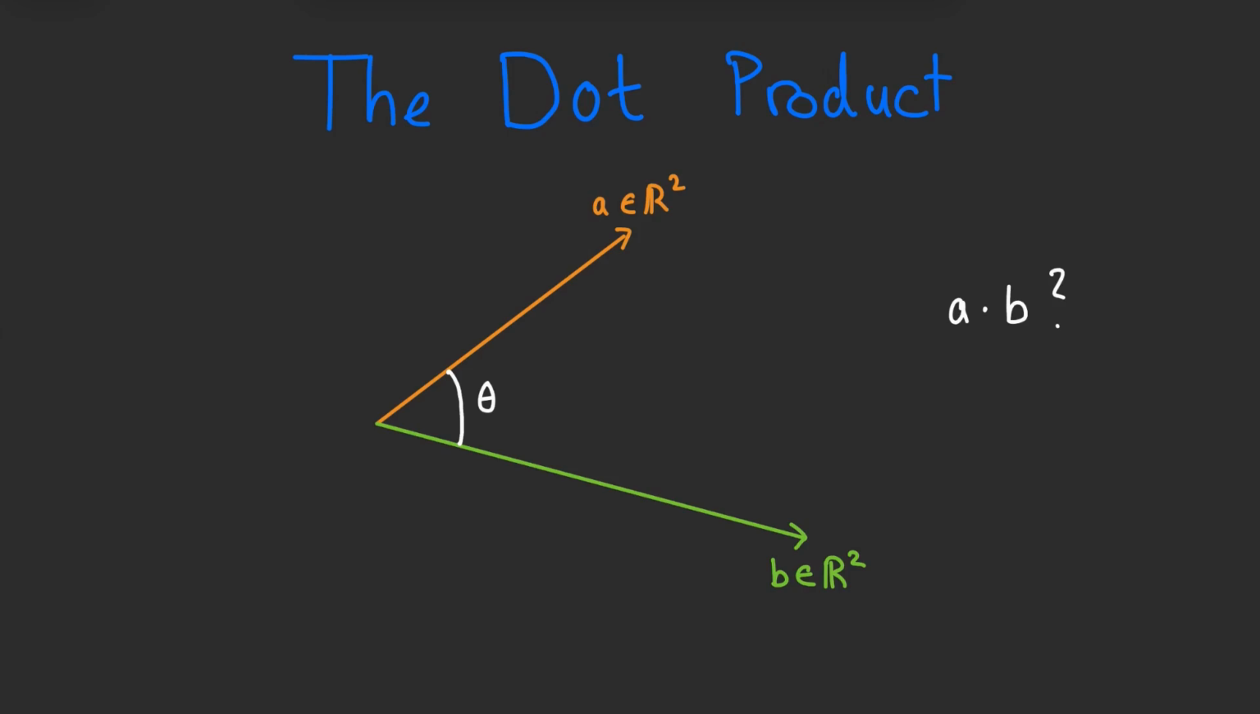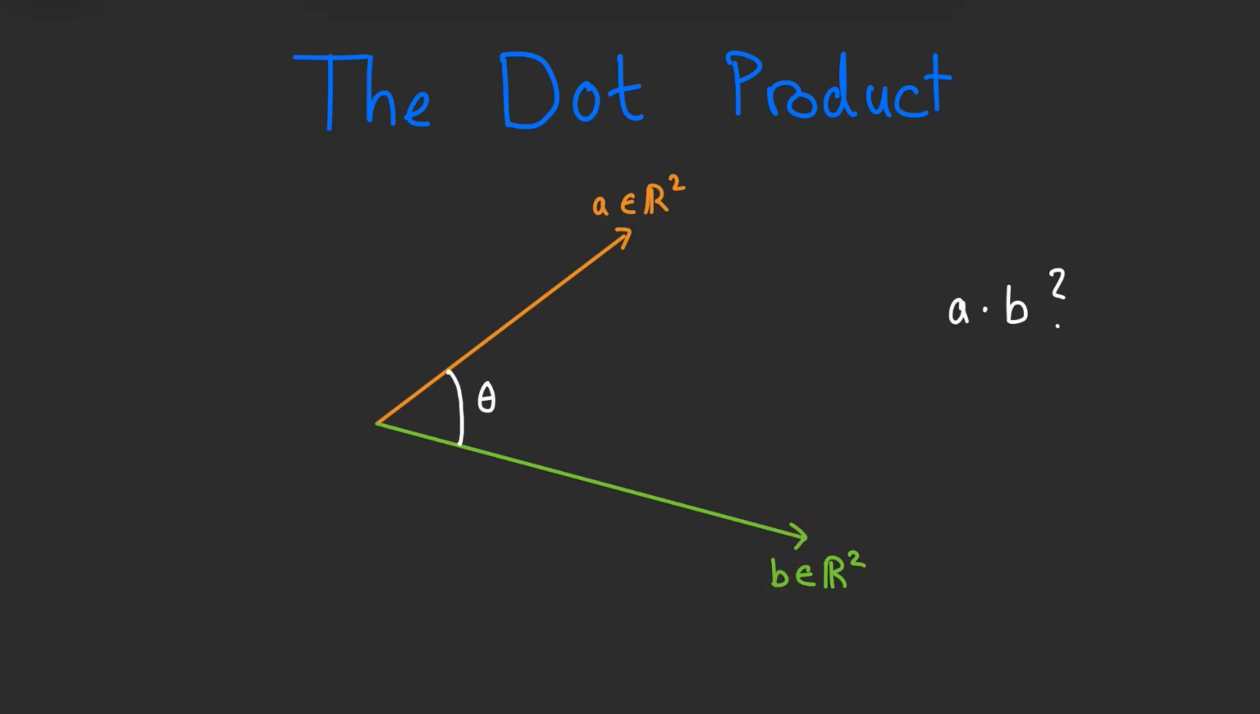Now the dot product takes this idea and scales it by the length of our vector B. So we do not simply get the projected vector, this one here, but it also gets scaled by our vector B. It gets multiplied by this length here.